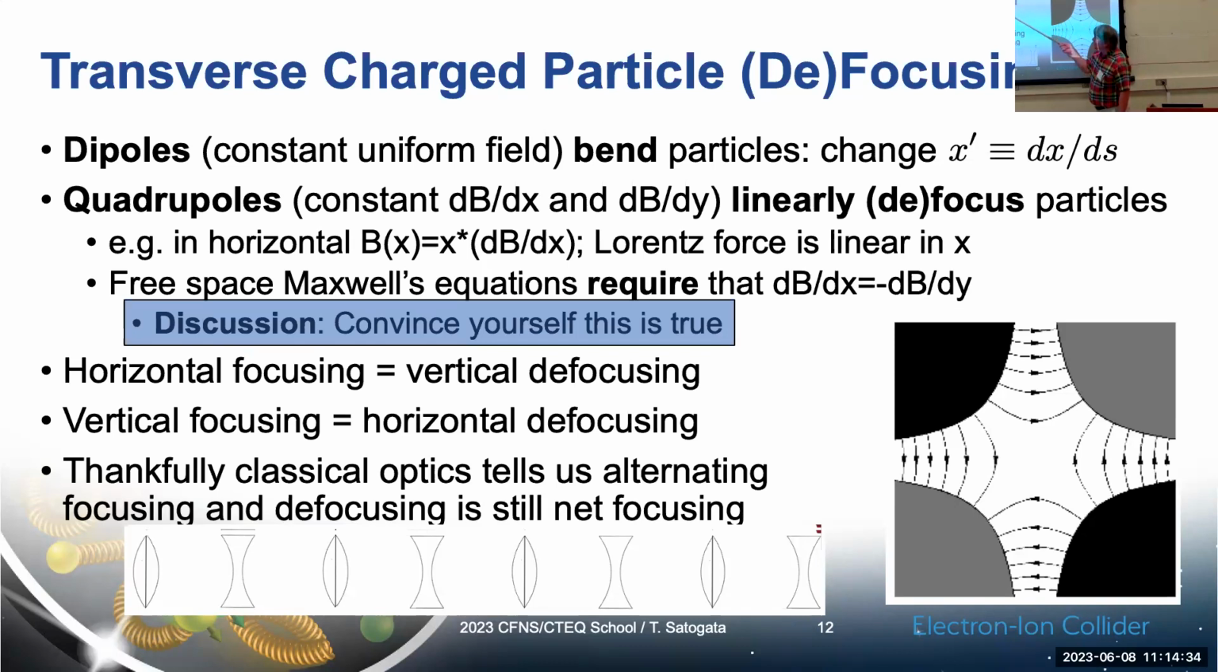And that's kind of one discussion point. Sit down and do the little Taylor expansion and play with Maxwell. In a field-free region, you don't want any conductors in here, can't play any funny games. In a field-free vacuum, does Maxwell at this level of the Taylor series expansion require that you defocus in one plane and focus in the other? And the answer is yes. You cannot build a magnet that focuses in both directions.